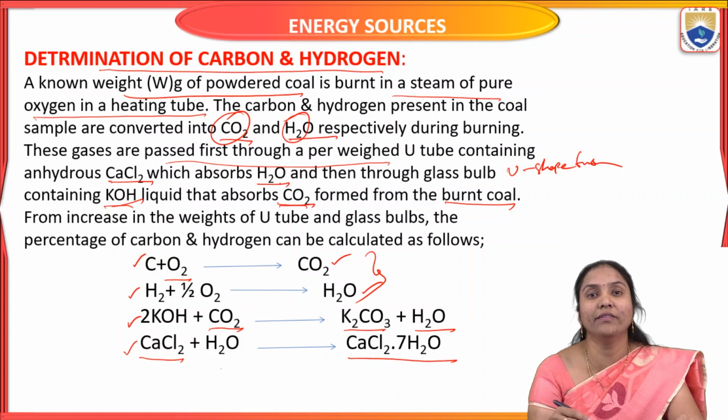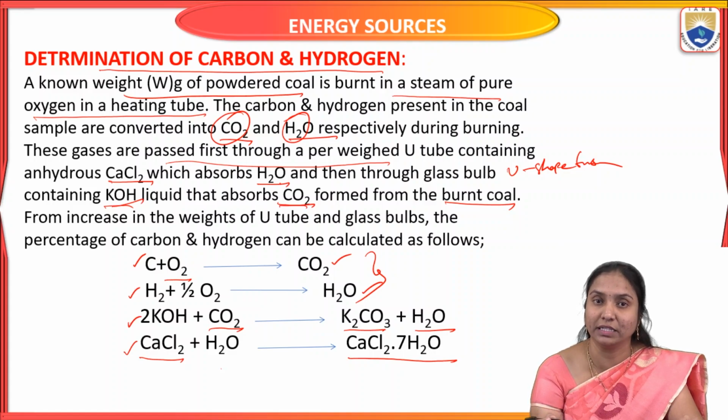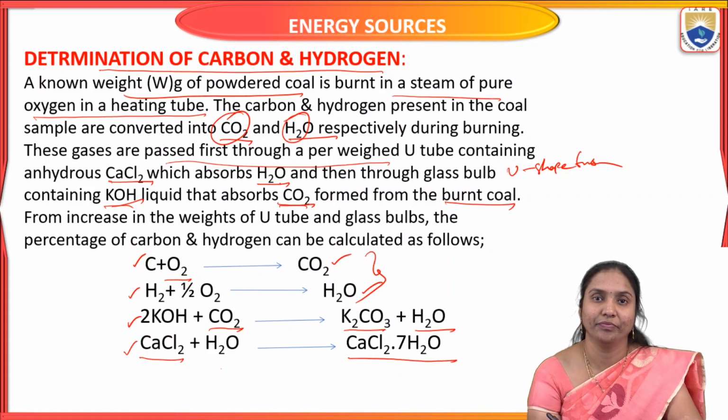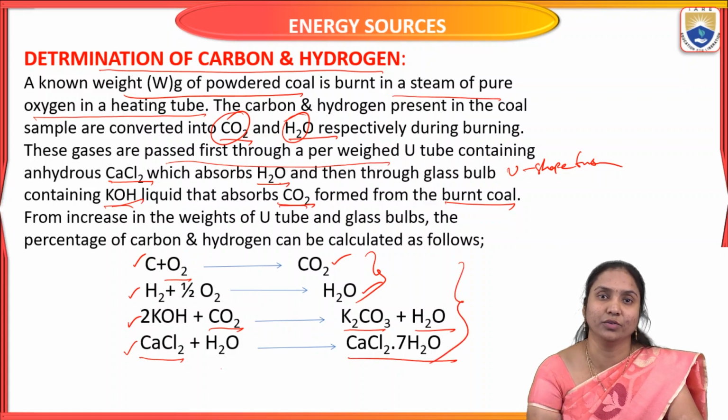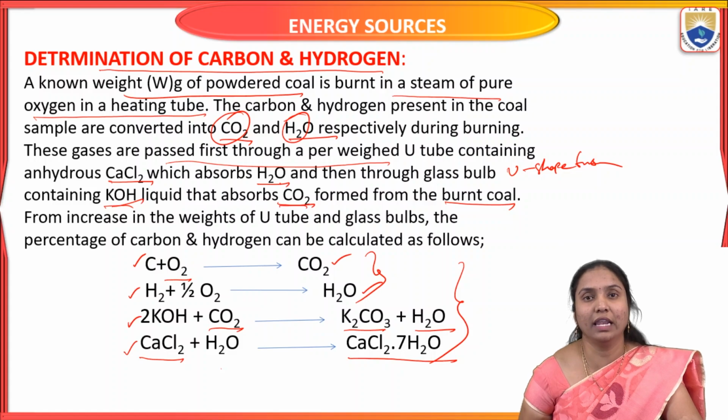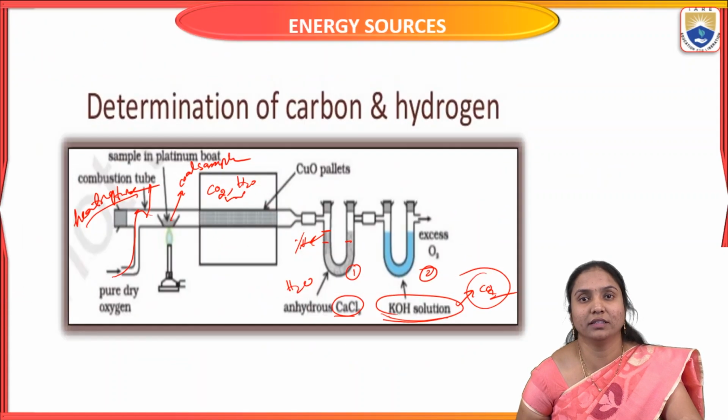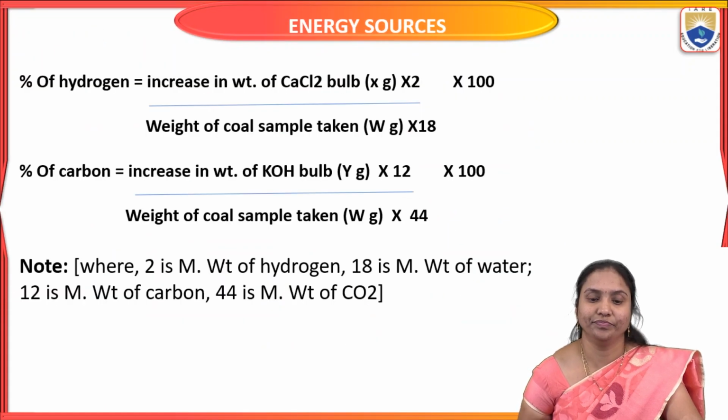So the increase in weight of the calcium chloride and KOH bulbs expresses the percentage of carbon and hydrogen present in the coal sample. These are the reactions that take place in the determination of carbon and hydrogen. Now let's discuss how we can calculate the carbon and hydrogen percentage present in the coal sample.